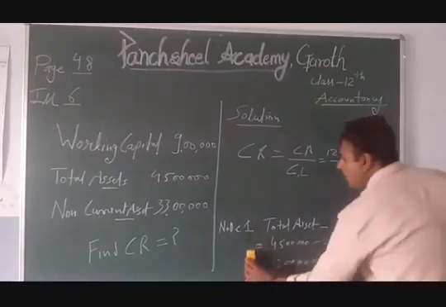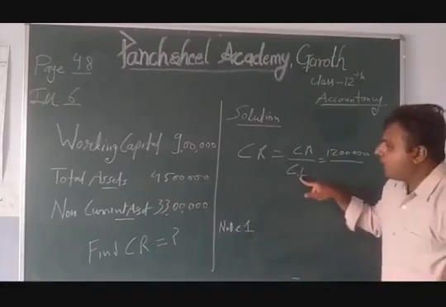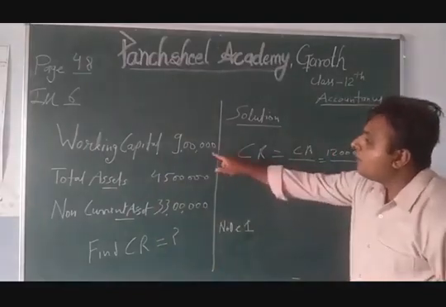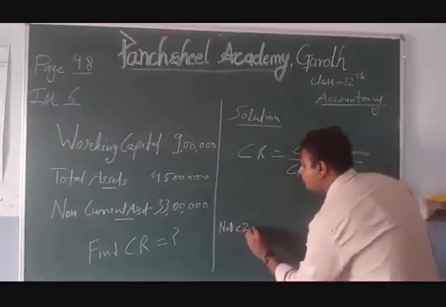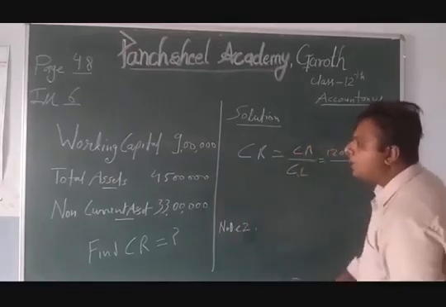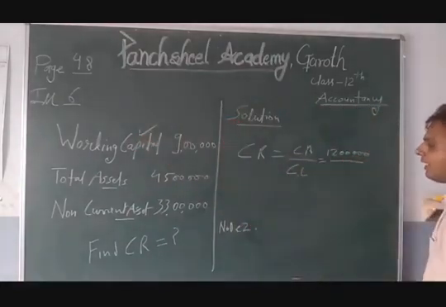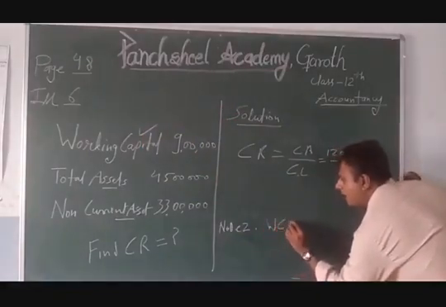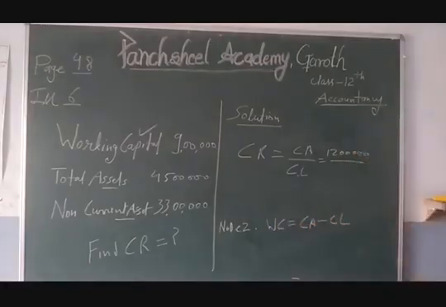Now, second one. Now we want current liability. Here current liability is not given. So we have to find the current liability. How to find the current liability? We know that working capital is given, current asset we have found out. Now the current liability. As we know, working capital is equal to current asset minus current liabilities.